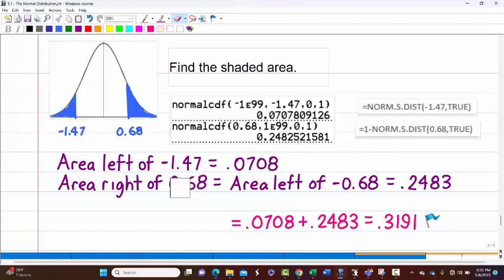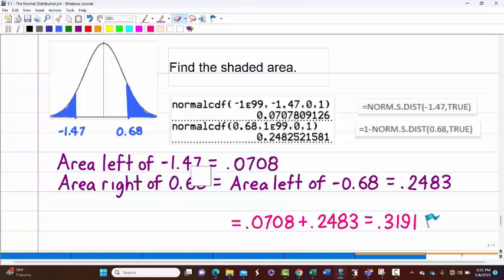So if you're using the chart or Excel or anything, you have to get the left piece first. If you're doing it this way, you get 0.0708, which was from negative 1e to the 99 to negative 1.47, which is the norm dist right here. Now to get the upper end, you can do 0.68 first and then positive 1e to the 99, but in Excel it only works as norm dist. So you have to do it that way, and then you add these two pieces together.